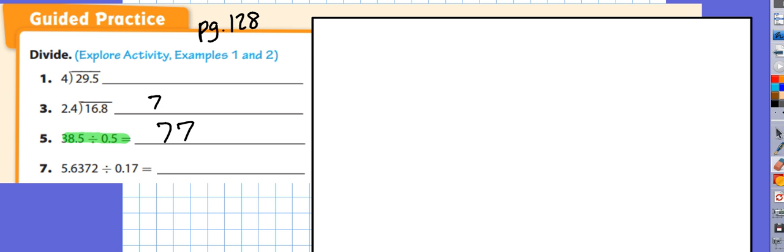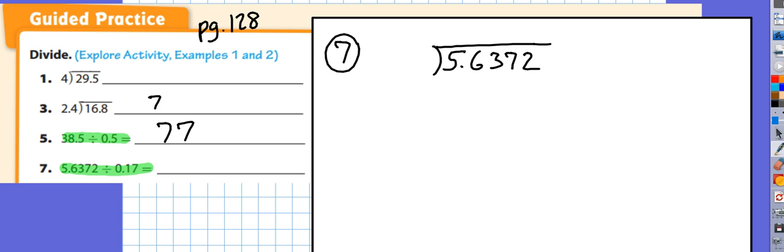Number 7 is a little bit more complicated than number 5 just because the numbers are bigger, or longer I should say. Number 7. I'll highlight number 7 just like before, and I'm going to practice saying that kind of funny looking long number. 5 and 6,372 10,000ths divided by 0 and 1700ths. So again, the first number listed is the dividend, so that goes inside the division symbol. And the divisor, 0 and 1700ths, goes outside the division symbol.